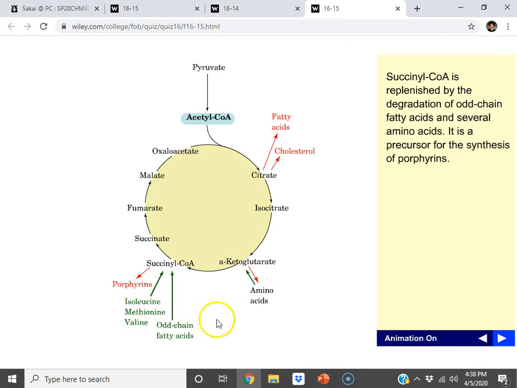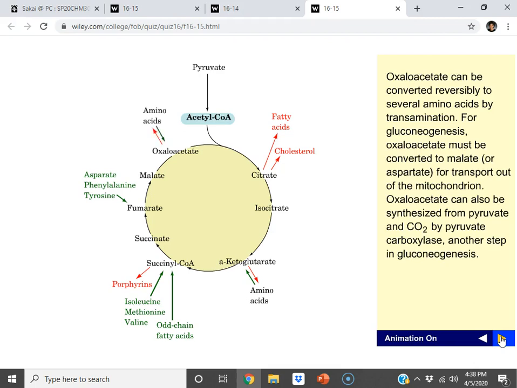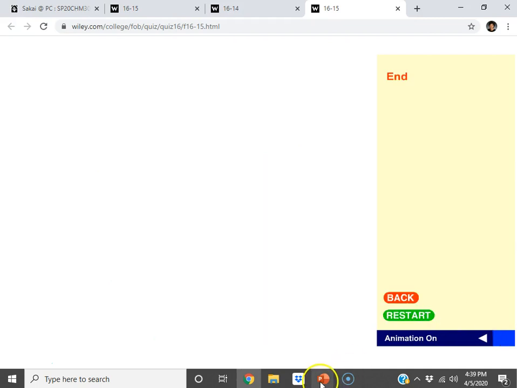The branched chain amino acids, isoleucine, methionine, and valine, their metabolism produces succinyl-CoA. Odd chain fatty acids also produce succinyl-CoA. So we'll talk about that in later chapters. Aspartate, phenylalanine, and tyrosine, their breakdown produces fumarate. And there are certain amino acids that can produce OAA. So when you think about the anaplerotic reactions, making sure that you have OAA is going to be really important. Okay, so that's the end of the animation.